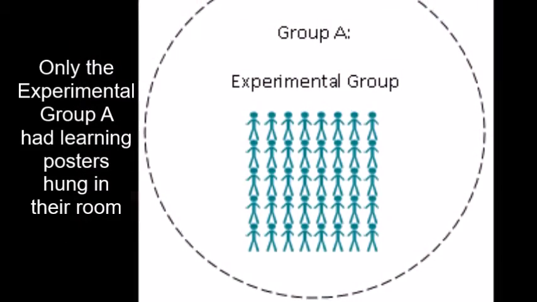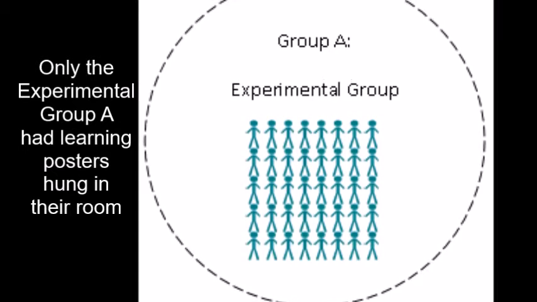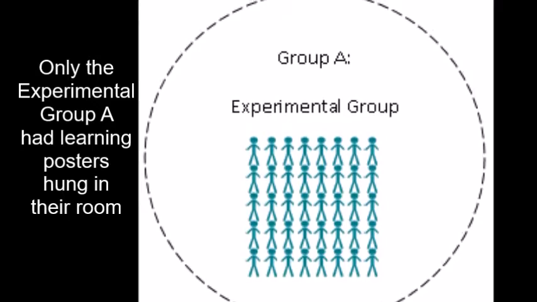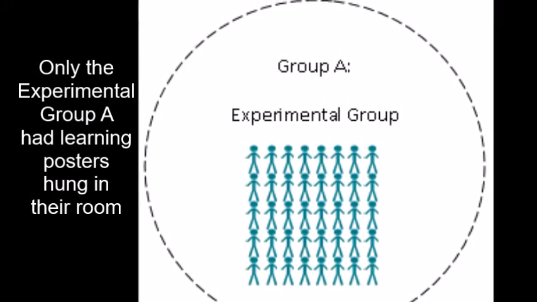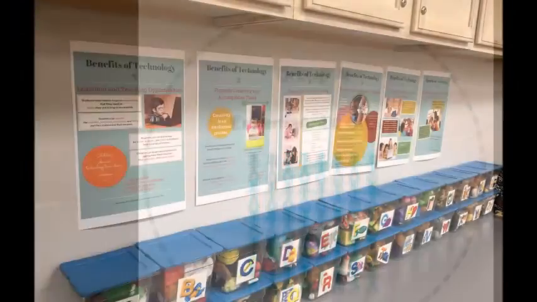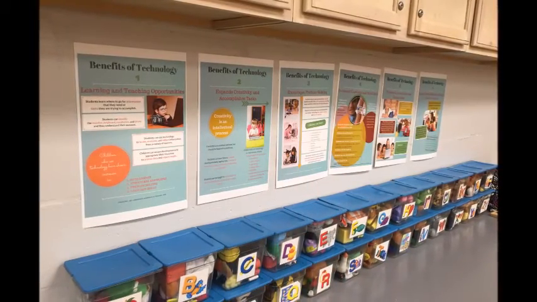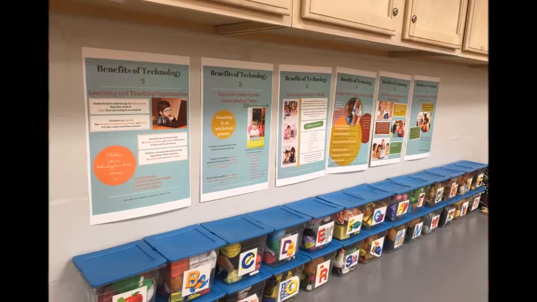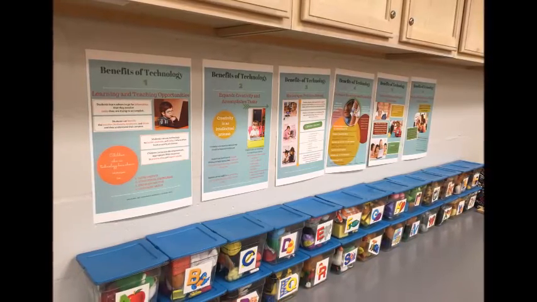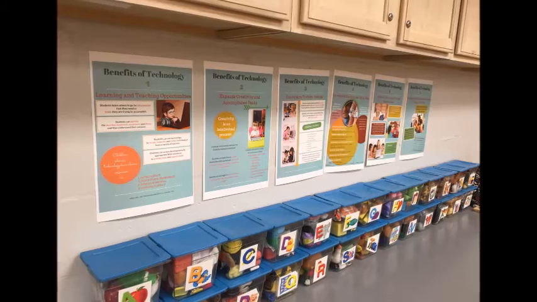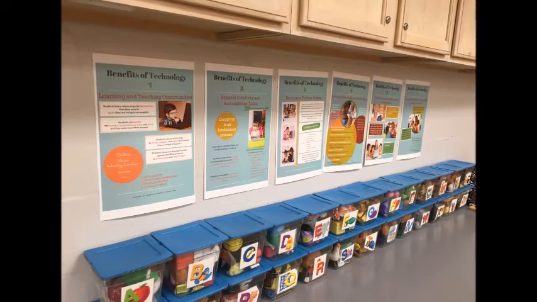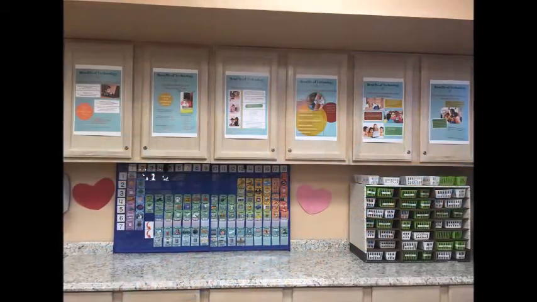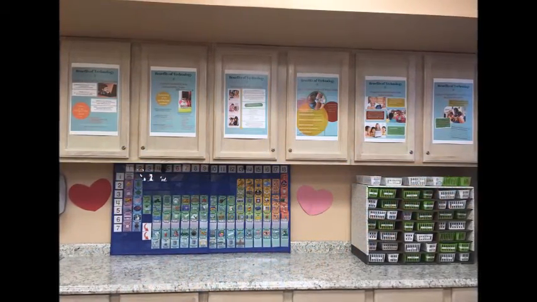Only the experimental group A had learning posters hung in their room for classroom labeling in the time between the first survey and the second one. The posters were left up for 2 weeks. The information used on the posters was adapted from International Society for Technology and Education standards, as well as other sources of research literature. The ISTE standards were developed as guidelines for the use of technology in grades pre-kindergarten through 2nd grade.